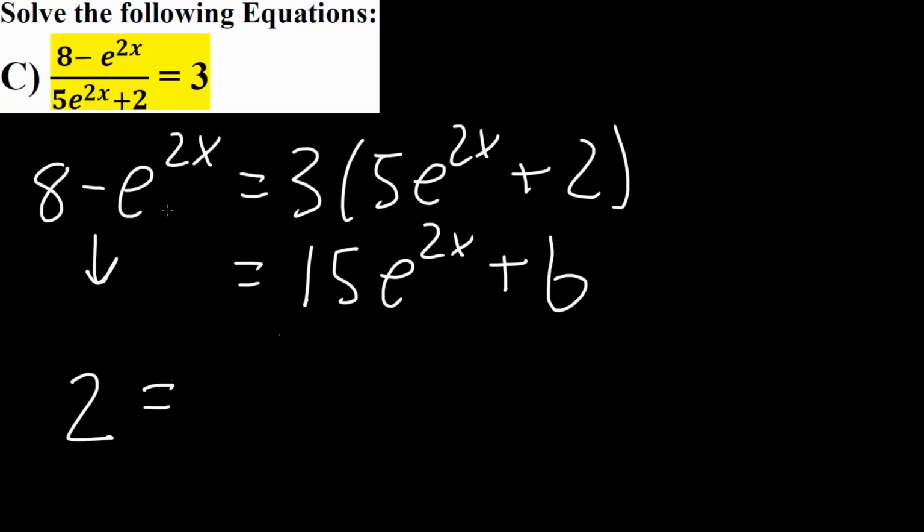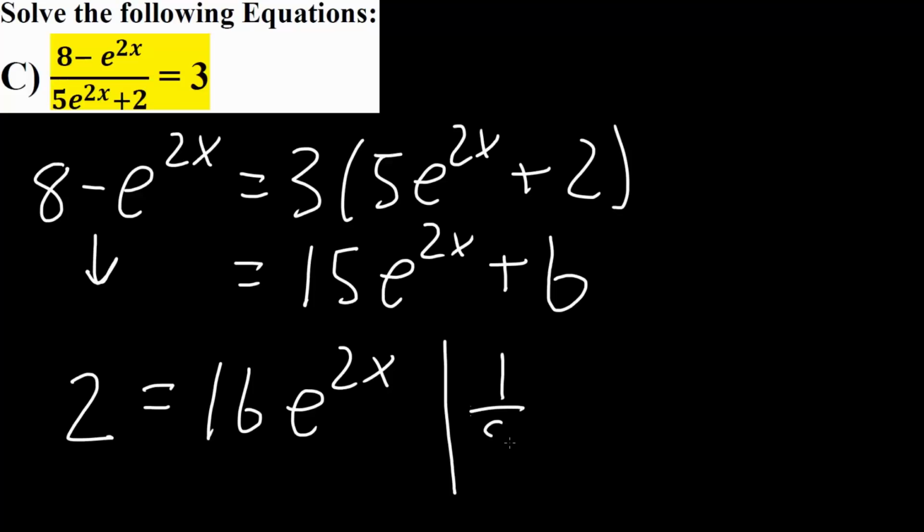And this is going to equal, so negative e raised to 2x, we add it to this side. So that would be 16 e raised to 2x, because 15 plus 1 is 16. And so we could say that 1 over 8 is equal to e raised to 2x. And let me scroll down.